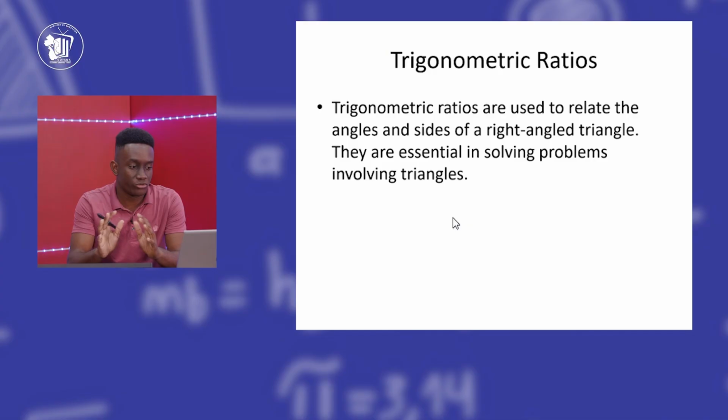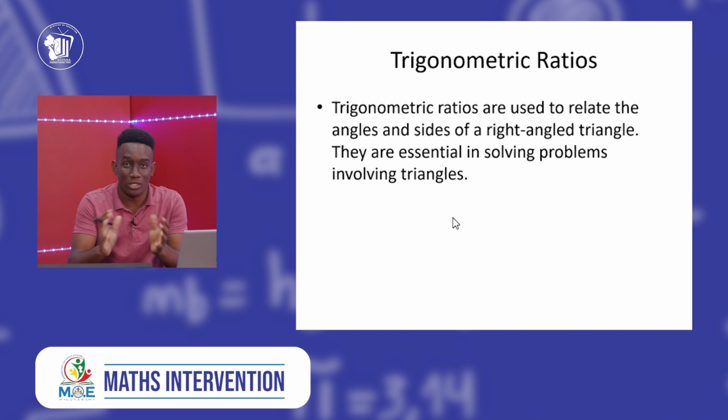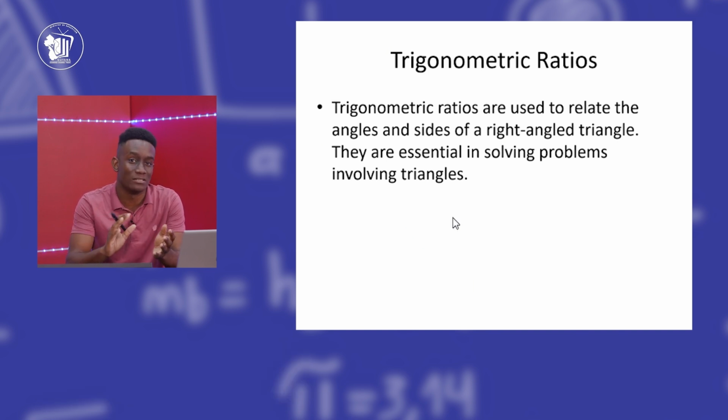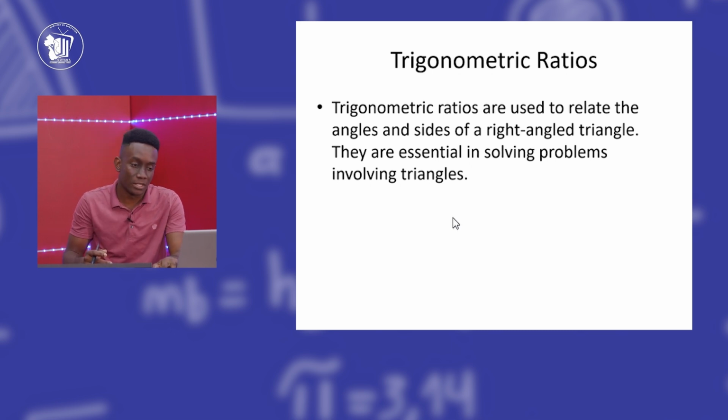So once again, let's recap what we know about the trig ratios. The trig ratios are used to relate angles and sides of a right angle triangle. And we basically use them to find missing sides and missing angles to solve any problems involving the right angle triangle. And of course, we must know to label the triangle.